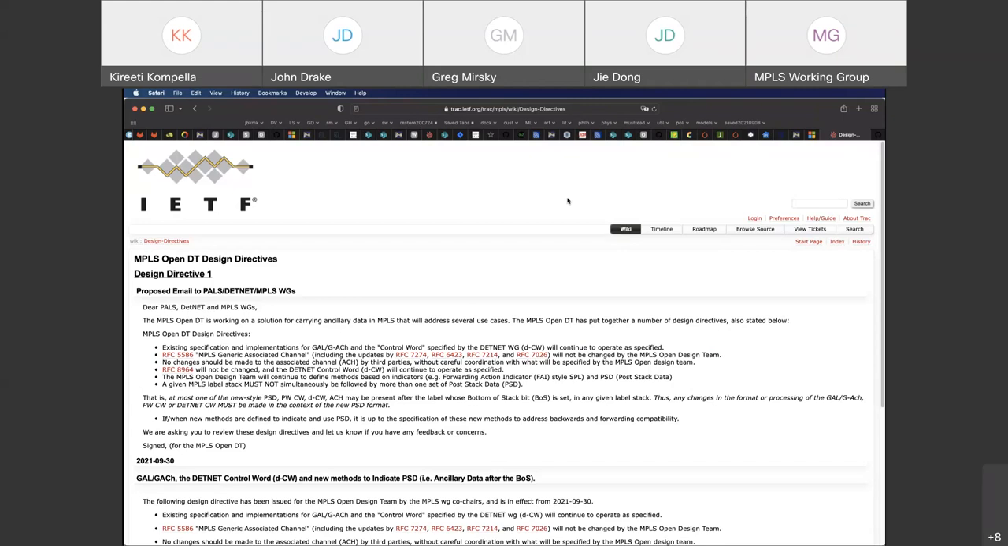I agree with Greg. And even if we don't update Gal-Gash and we don't have a new type of channel, it would be nice to say there's a path whereby someone who's implemented Gal-Gash can move to using the MIAD style PSD. Instead of putting a GAL in the stack, you put an indicator that says there is post-stack data. You go to the post-stack data, you parse it, say, oh, there's a GAP, there's an associated channel, and then you use the same code points as you had before. So it gives a migration path for people who are using Gal-Gash to move to the new style MIAD, right?